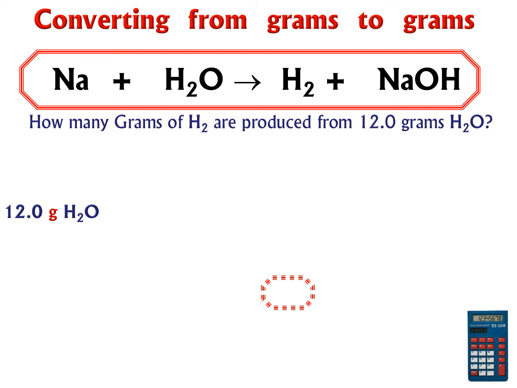Now, what's the first thing you always do in a stoichiometry problem? Balance. We've balanced this one before, so I'm just going to throw the coefficients in. You can double check, make sure it's balanced. Yes, it is balanced. Now, how many grams of hydrogen, that's hydrogen, are produced from 12.0 grams of water? Well, I've got the grams of water to start with. Is that my key?